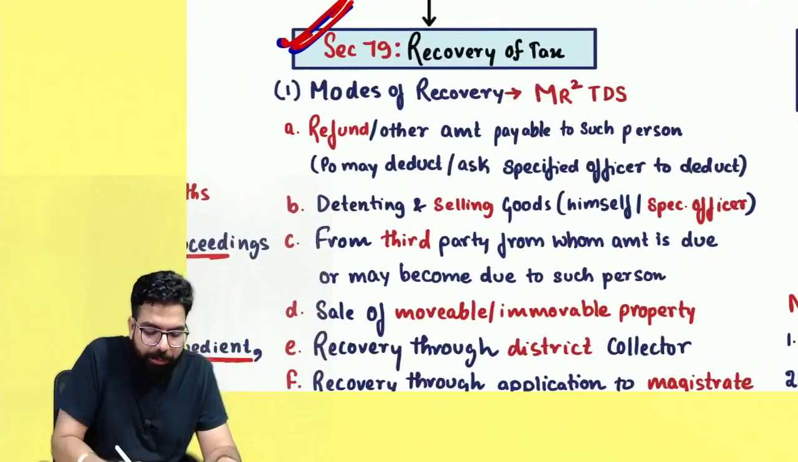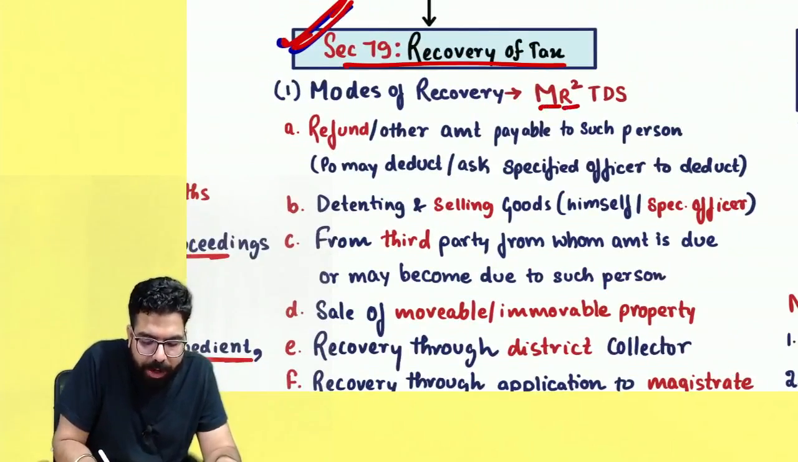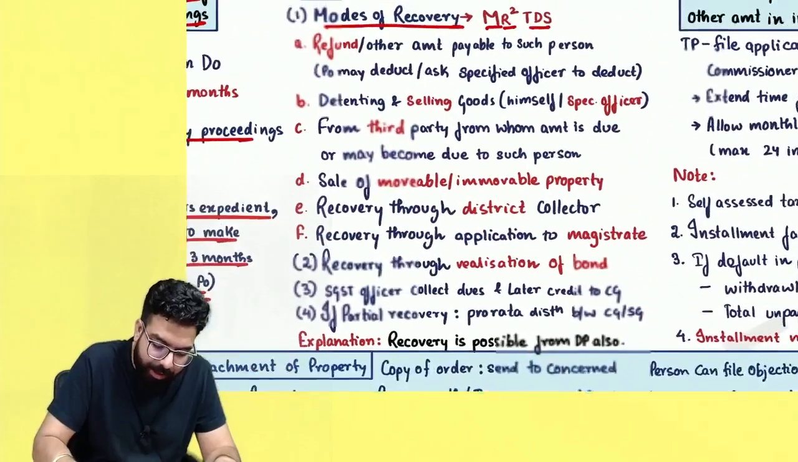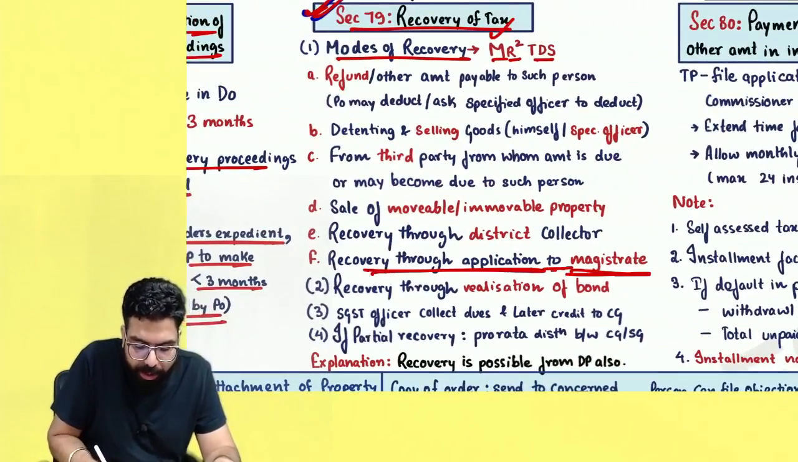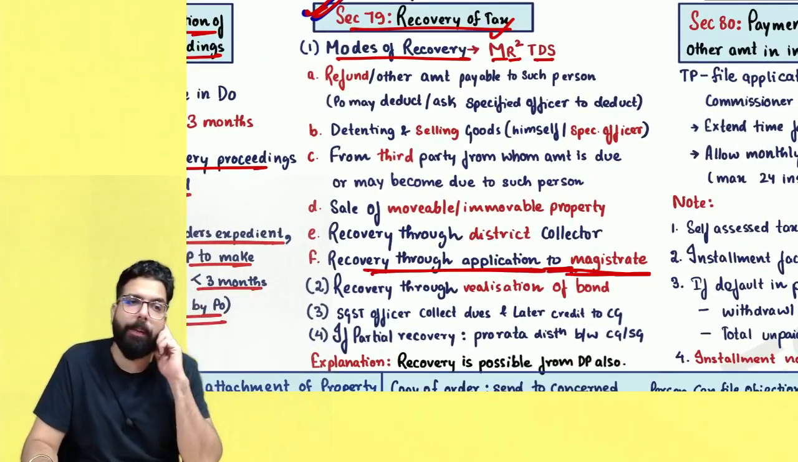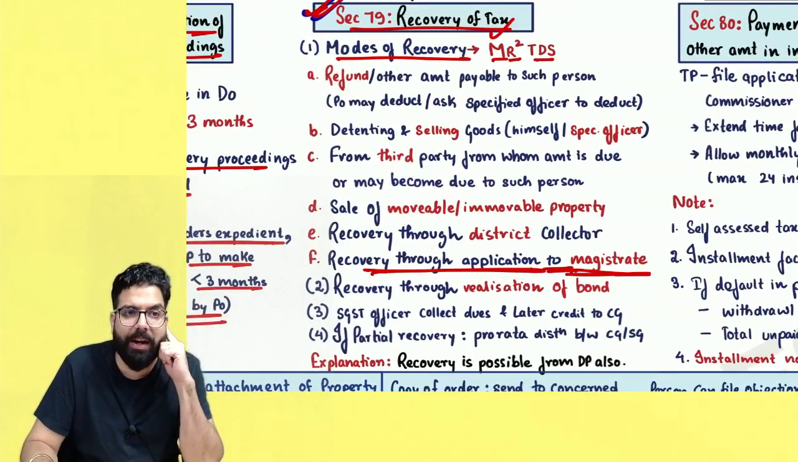Sir, how will you do the recovery? The modes of recovery are M square, R square, T, D, S. M means recovery through a magistrate. M for magistrate: recovery through an application to the magistrate. What will the proper officer do? He'll give an application to the magistrate. Now the magistrate will go ahead and collect the amount from you as if it was a court fine. If the court fine is not paid, they will send you to jail.